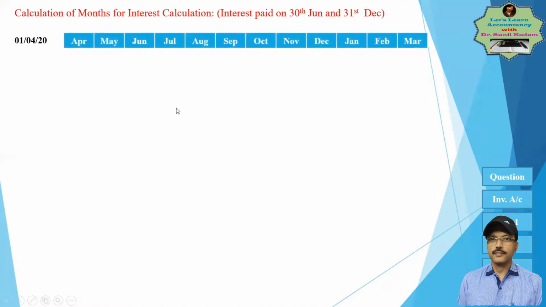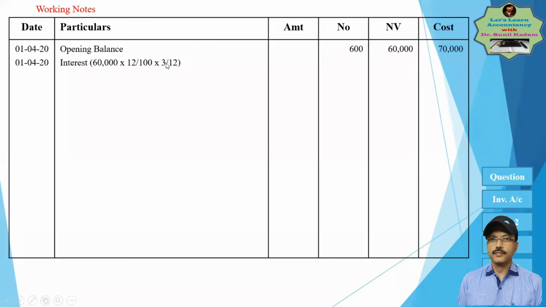So let's work out from 31st December to 1st April. April is the next month. So for how many months does it come? January 1, February 2, March 3. So 3 months of accrued interest is there. That's why in the working note, we have taken it as 3. So 3 months: 60,000 into 12% for 3 months, 3 by 12, it comes to 1,800.